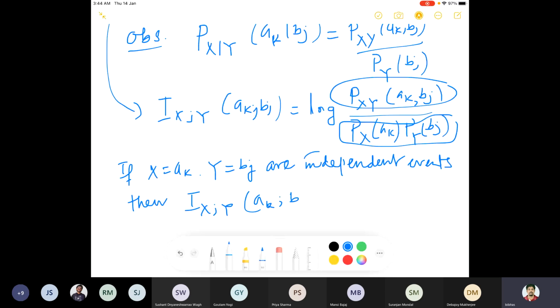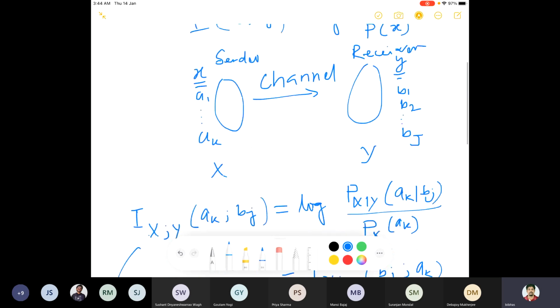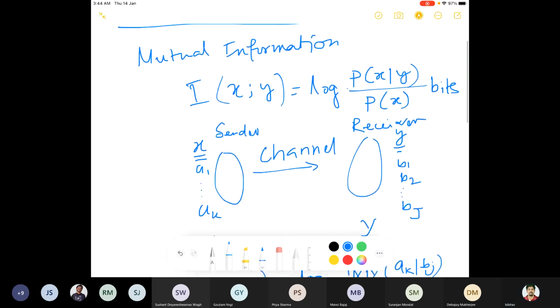So what does it mean? It means that even if I say that BJ is received, since AK and BJ are not correlated, or they are independent, then I am not supplying any additional information with the statement that BJ is received. So you can say that this mutual information is 0. So there is no additional information. We could not quantify that. The amount of information which is supplied when you say BJ has occurred or BJ is received is actually equal to 0.